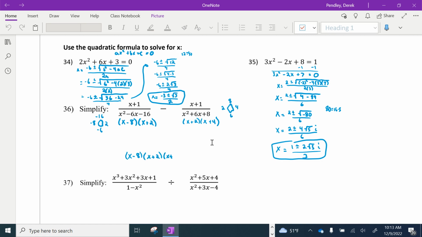The left side is missing the x plus 4. So I need to multiply x plus 4 times top and bottom. So I have x plus 4 times x plus 1, minus, I have an x plus 1 times, and the one on the right is missing an x minus 8.